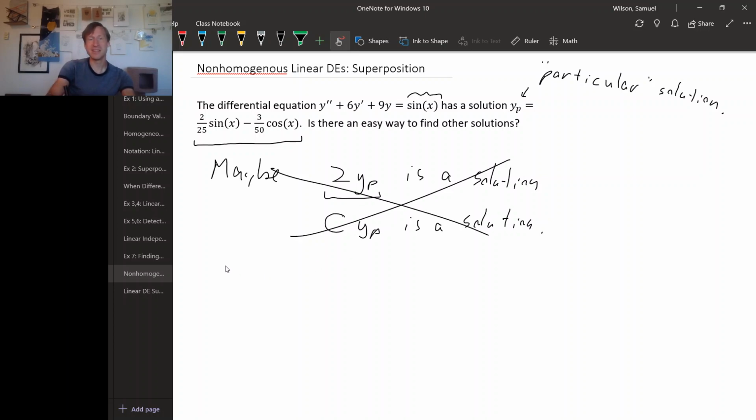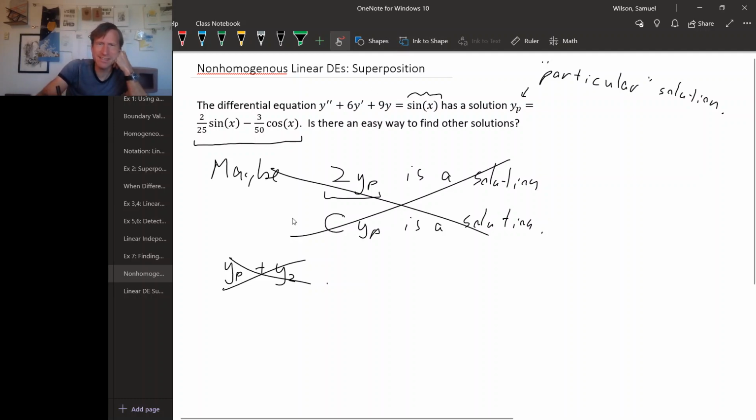Another disappointing thing is, right, we had a particular solution. If you add another particular solution, so if somehow you came up with a second particular solution, you might hope that this would be a solution, so a sum of solutions being solutions, but it's not. That's just not how non-homogeneous equations work. It's kind of disappointing. So let's see why this is the case before we come back to this example.